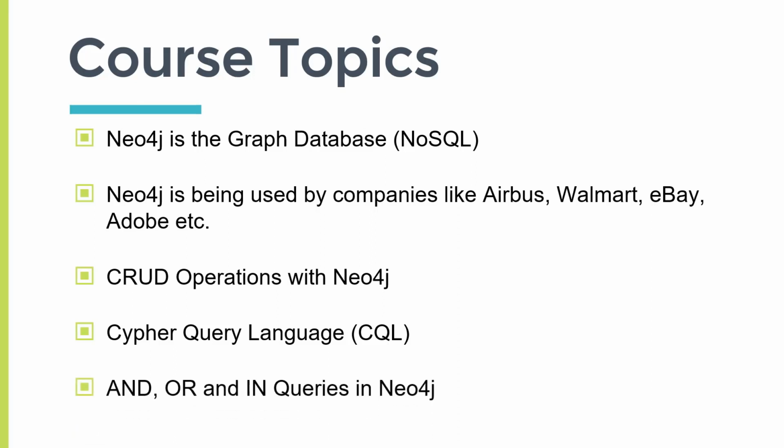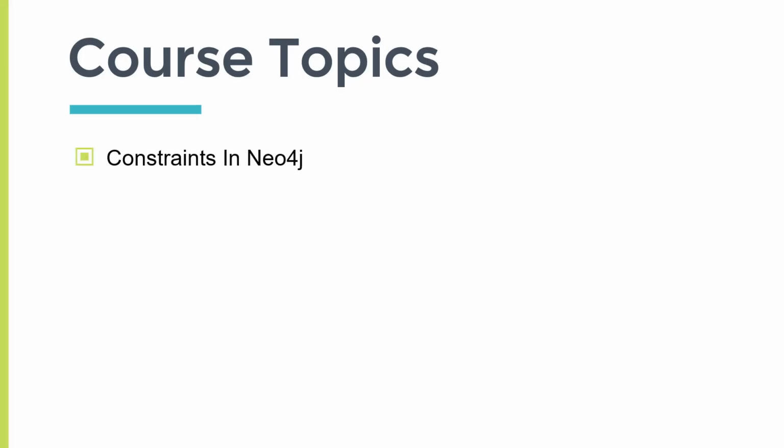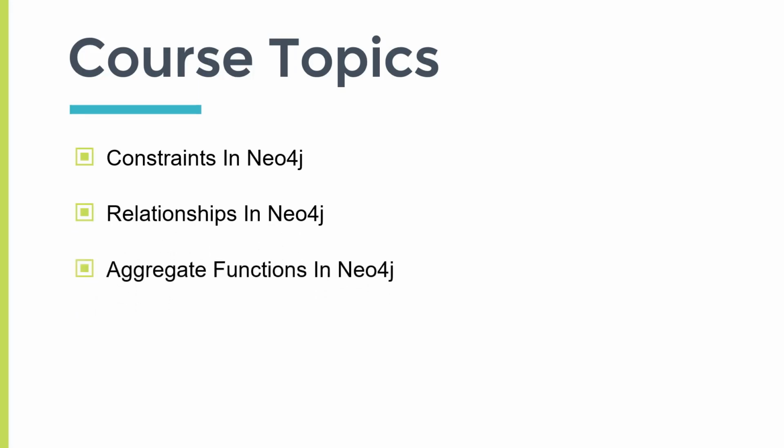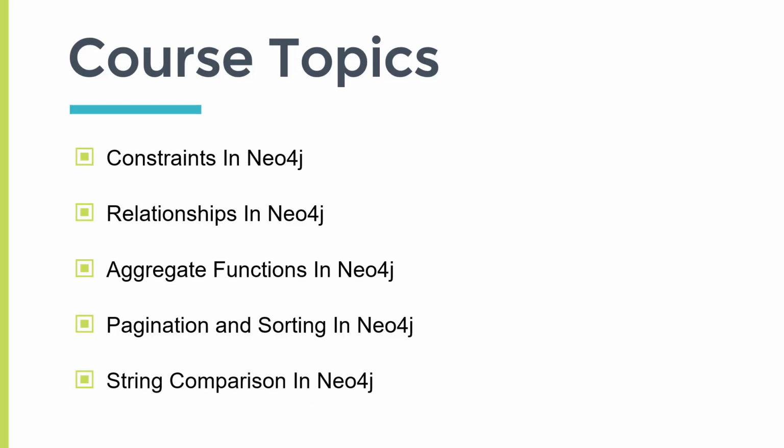You will also learn to write AND, OR and IN queries in Neo4j. You will learn different types of constraints available in Neo4j. You will learn relationship between nodes in Neo4j. This course covers how to use aggregate functions like count, sum and distinct in Neo4j. You will learn to do pagination and sorting in Neo4j. You will learn to compare string values using contains and starts with queries.